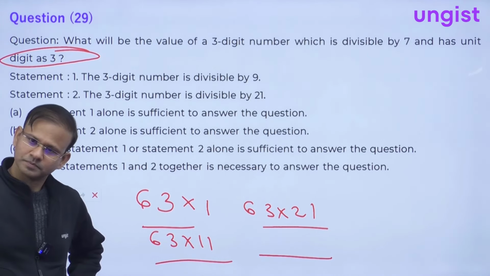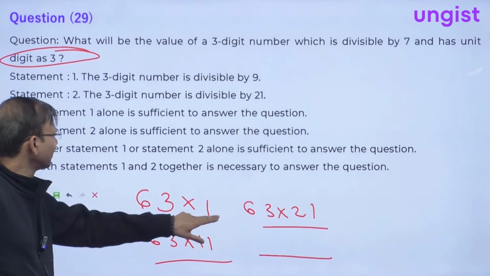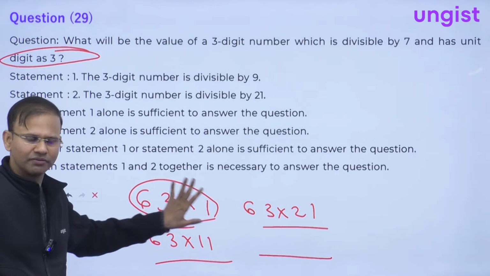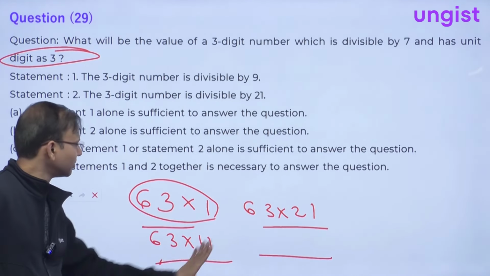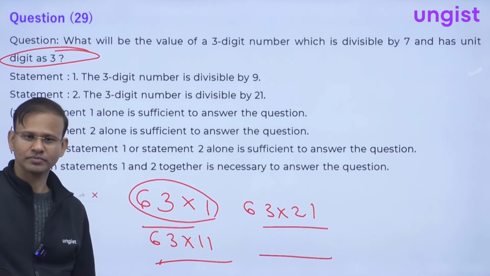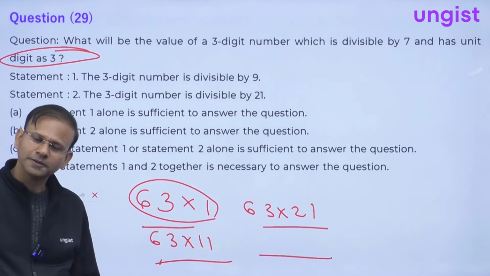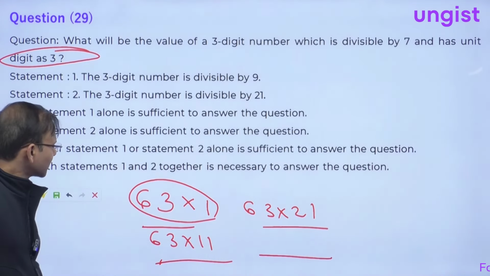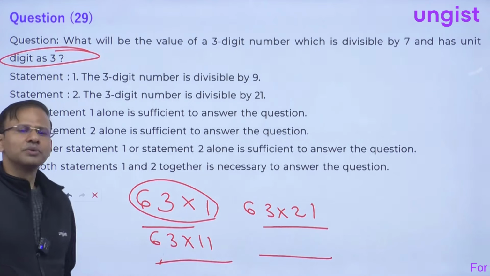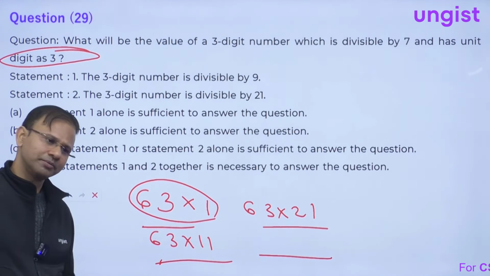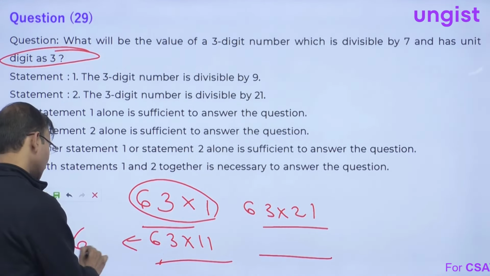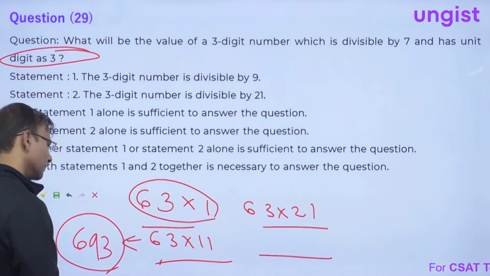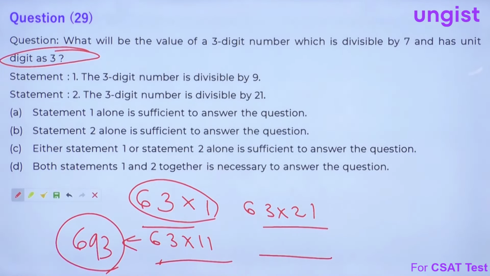Clear? I mean, this won't be a 3-digit number. It will be a 2-digit number. This will be a 3-digit number. Right? Clear? 63 into 11. What is the rule for multiplying by 11? 693? 693. Right. So I think this will be the answer.